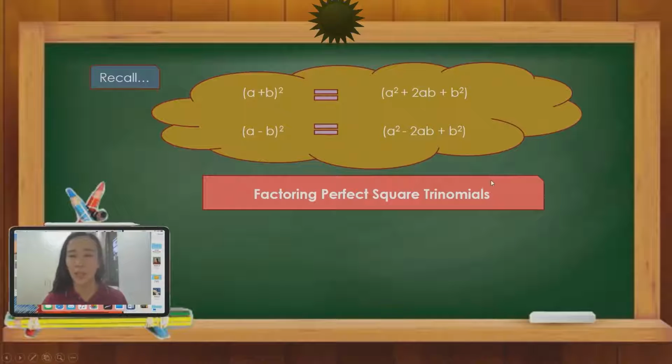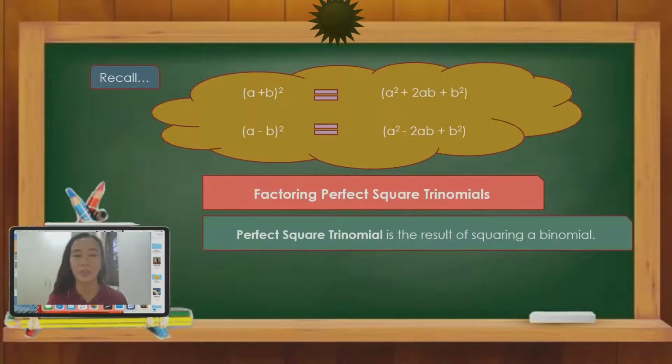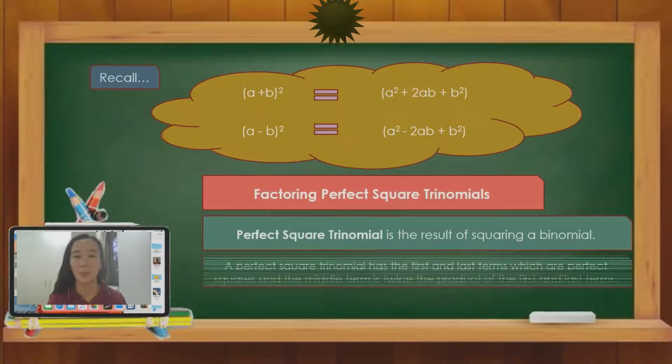So we have here a squared minus 2ab plus b squared, and also a squared plus 2ab plus b squared, and they are actually perfect square trinomials. How do we know that a trinomial is a perfect square? A perfect square trinomial is the result of squaring a binomial.